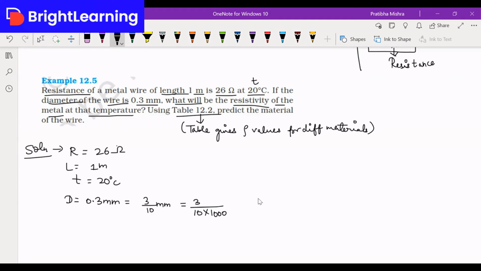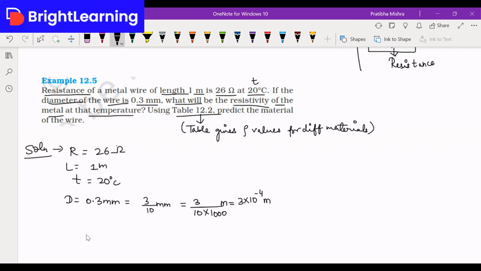Just give me 1 minute. Okay, let's take it up further. Now, what are the things that you're going to do here? This is meter. Convert it. What will you get? 3 into 10 to the power minus 4. This is now in meter. It's converted. Now, what are the other things you have to understand here?